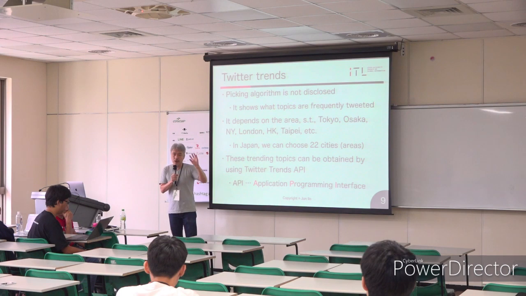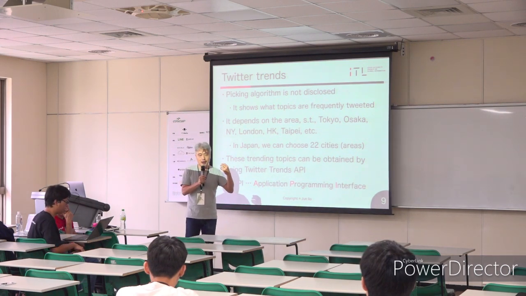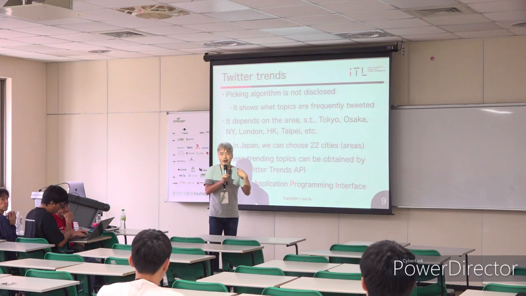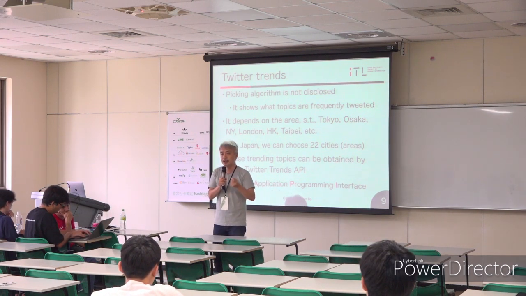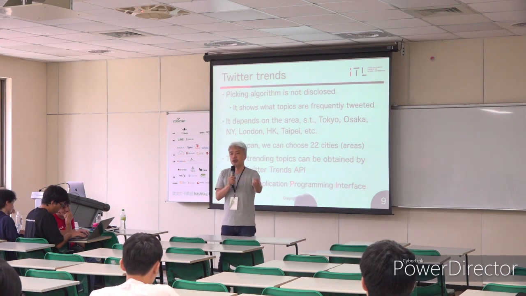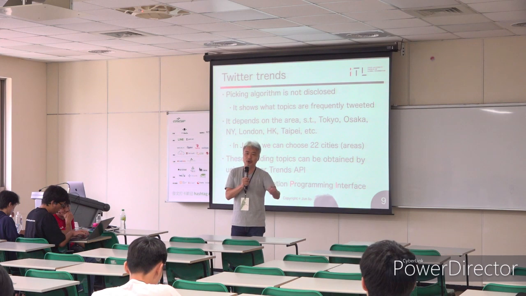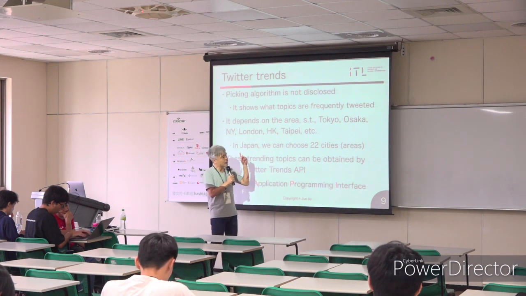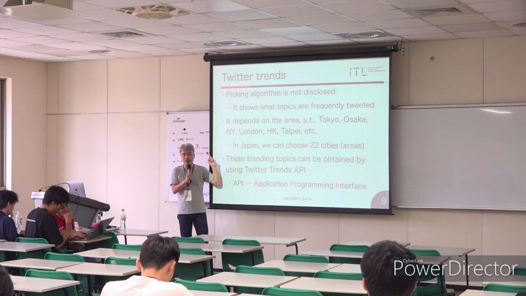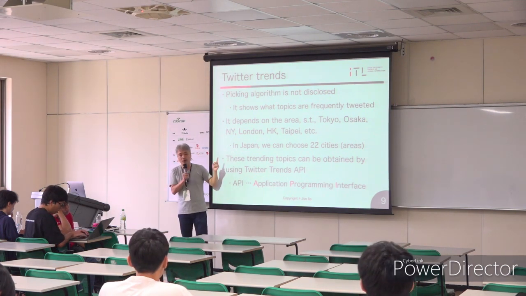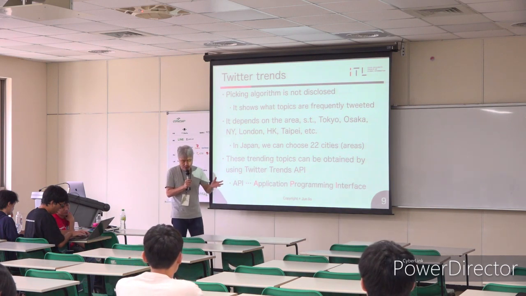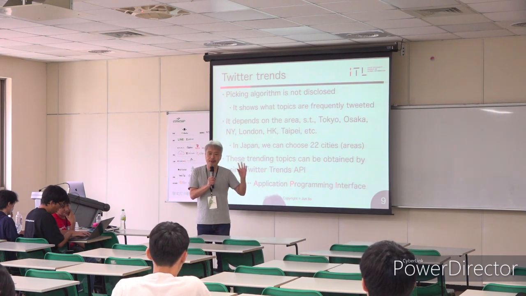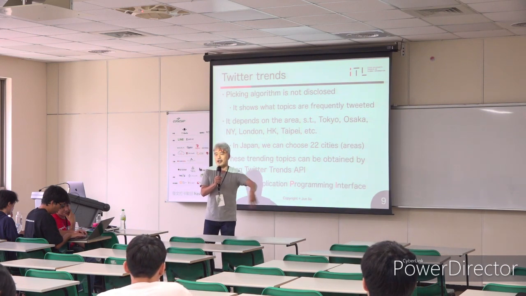That's because trending topics highly depend on the language. For example, in Japan, Japanese Twitter users tweet in Japanese, and I believe some of you tweet in Chinese. As a result, trending topics on Twitter depend on the language, but not only on language, but also on events occurring in the local area.